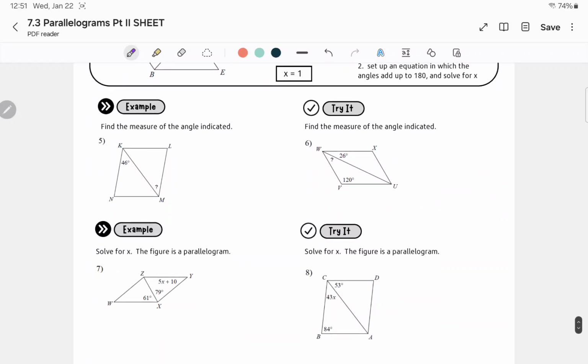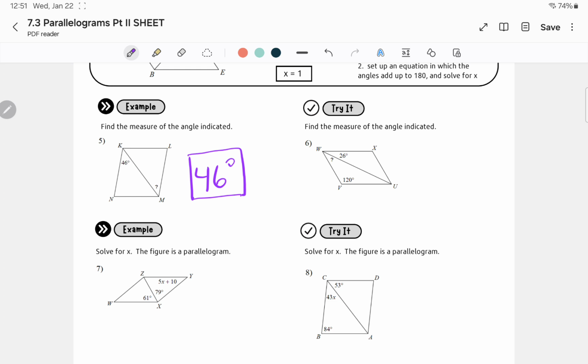So number 5, it's saying, what is this missing angle right here? Well, this top one flips to this one, so it's gonna be just 46 degrees, okay? Again, like these opposite ones, right, are the same. And then this one kind of like rotates to down here.